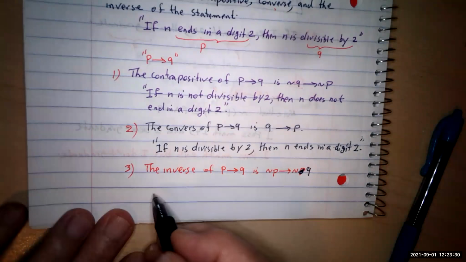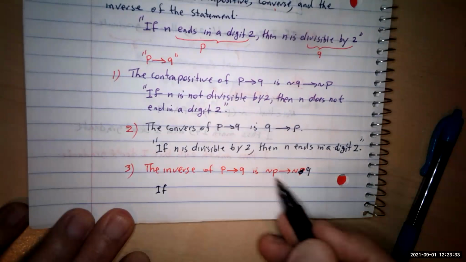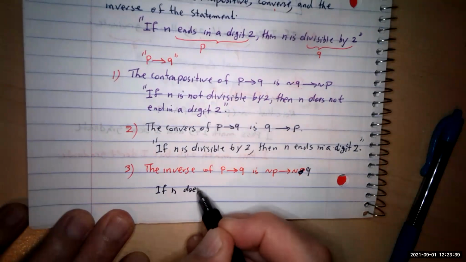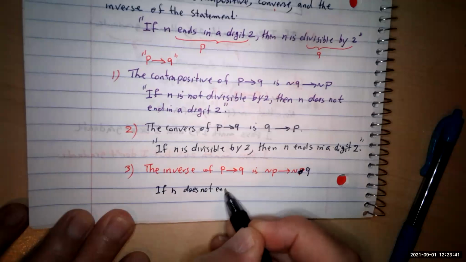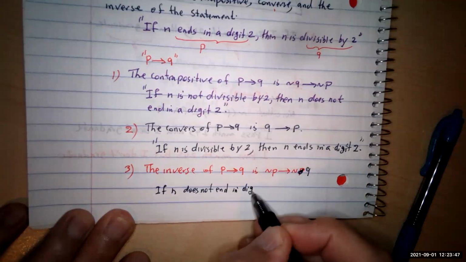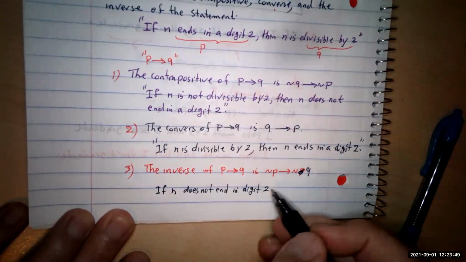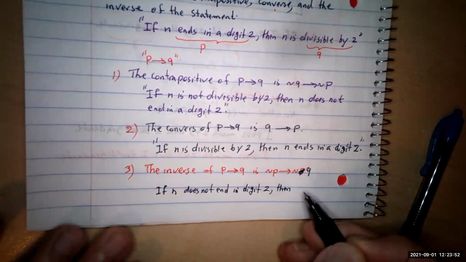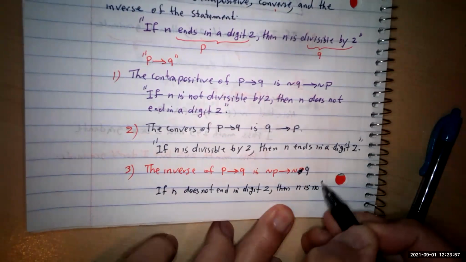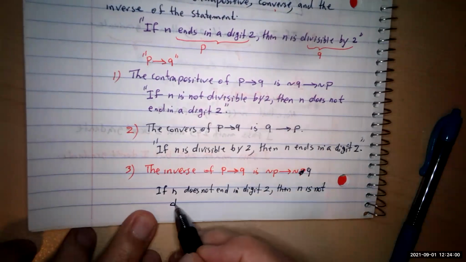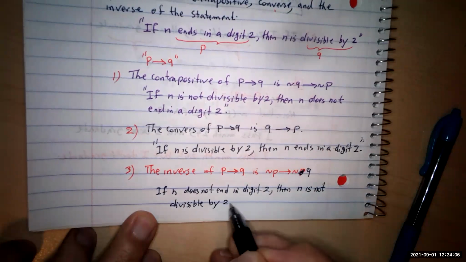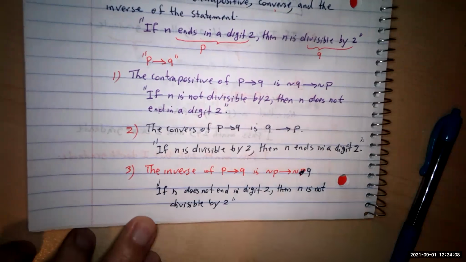That's it. If, the negation of P, n does not end in digit 2, then n is not divisible by 2. Is it true or false?